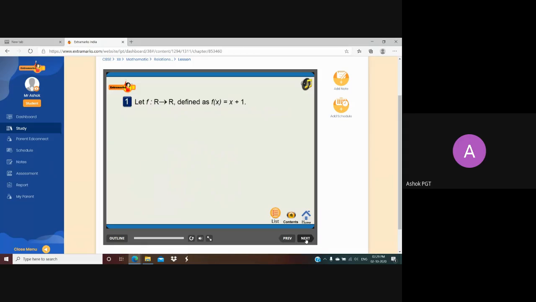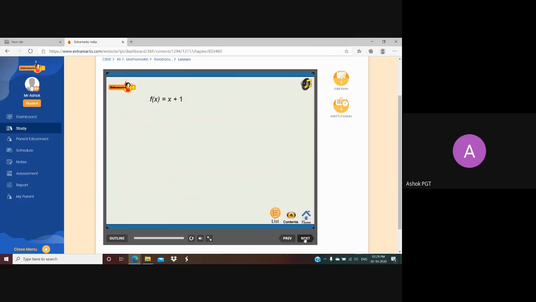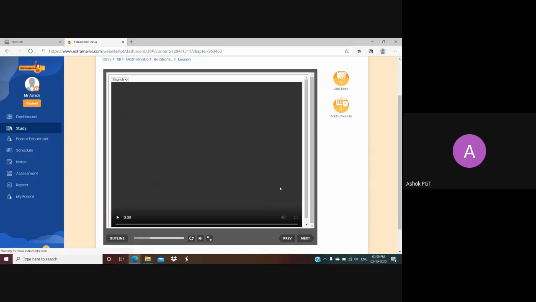Okay, students. Now, let us consider one example to illustrate. Let f be a function from R to R defined as f(x) is equal to x plus 1. Let us verify whether it is one-one and onto or not. Observe that for a given real number n in R, there exists n minus 1 in R such that f of n minus 1 is equal to n minus 1 plus 1, or n. F is an onto function. I will explain this in detail when we discuss the problems part.